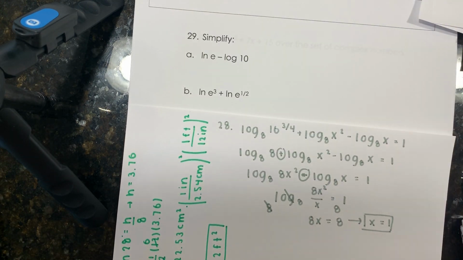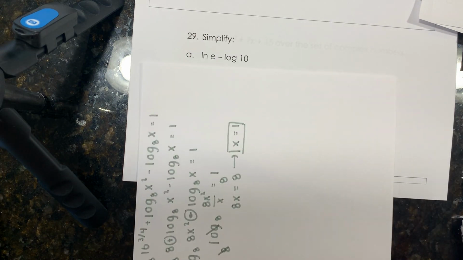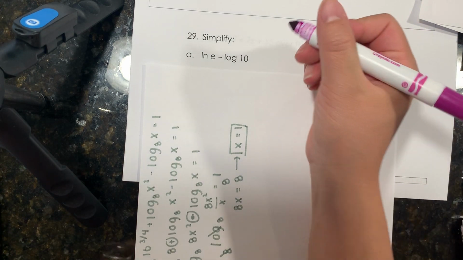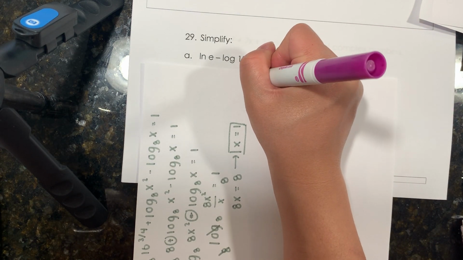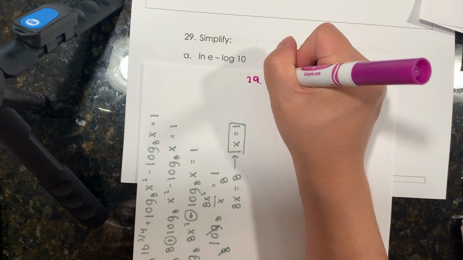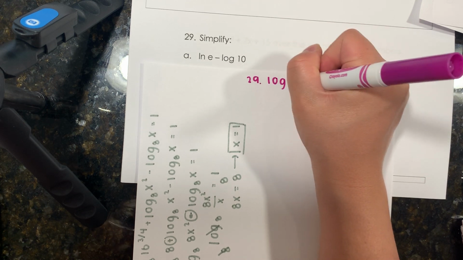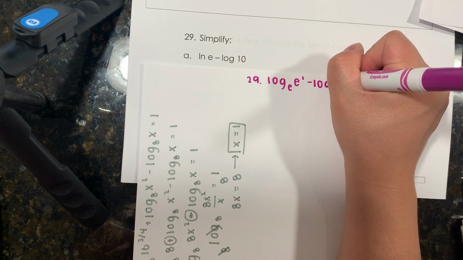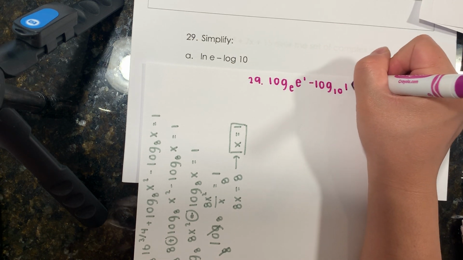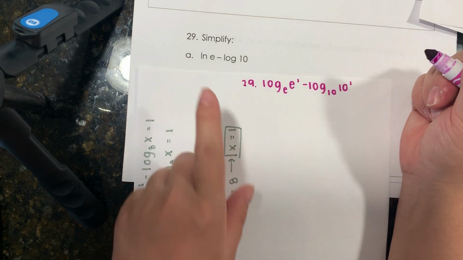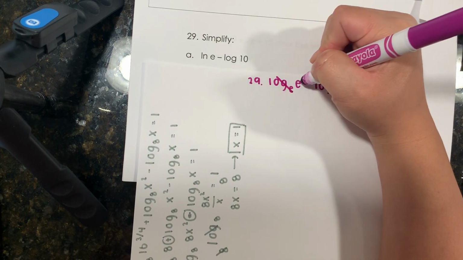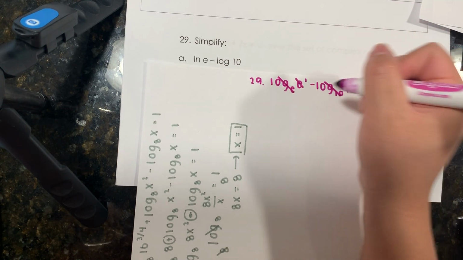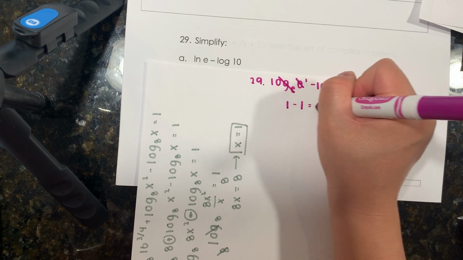Now for number 29, for A, what you need to remember for ln of e is that ln is actually just a log with a base of e. So if I rewrote this, which you shouldn't, this would be log e to the 1 minus log, and when there's no base, the base is assumed to be 10. So it would be 10 to the 1. So what you know is that these cancel because the base and the base are the same. Really, we just have 1 minus 1, which is 0.